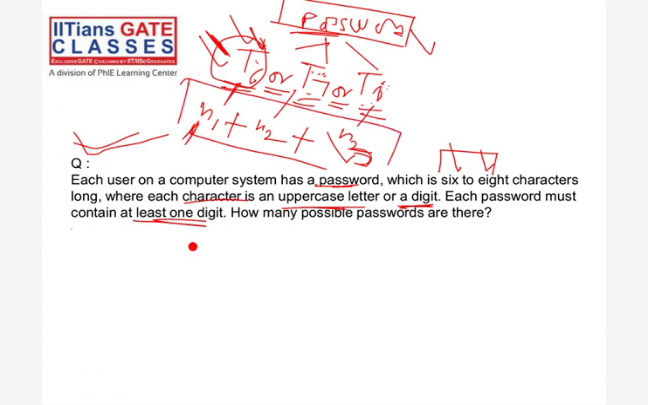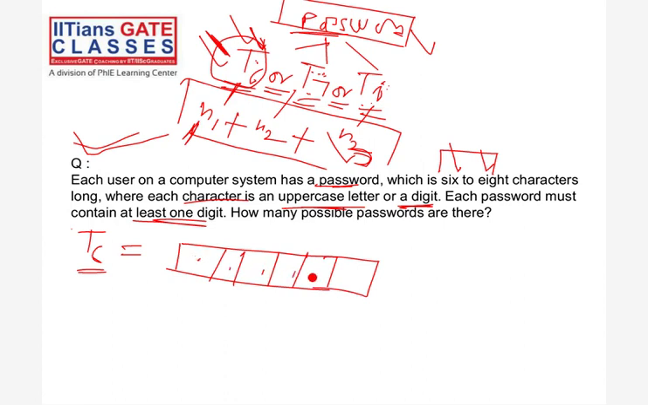Now we need to find n1. n1 is the number of ways to complete task T6. Task T6 is to create a six length password: 1 2 3 4 5 6. Now we want to construct a 6 length password. He is saying that we can use an uppercase letter, so there are 26 letters, or we can use a digit, so there are 10 digits. In total we can use these 36 things.